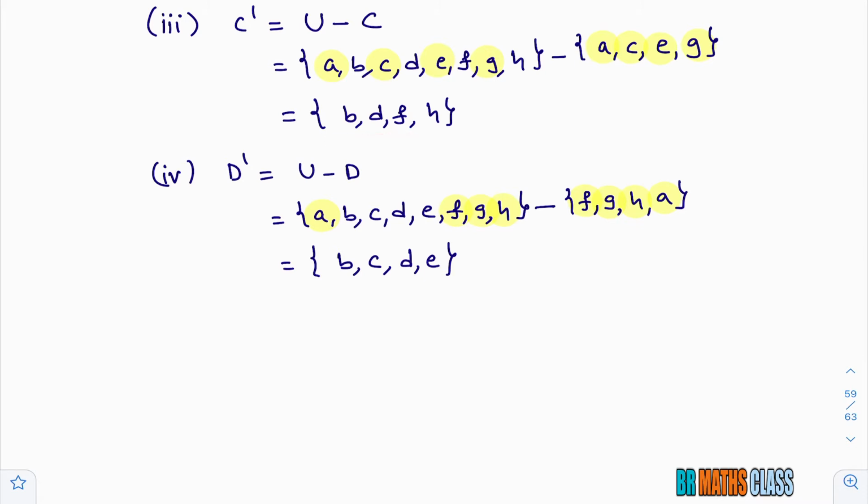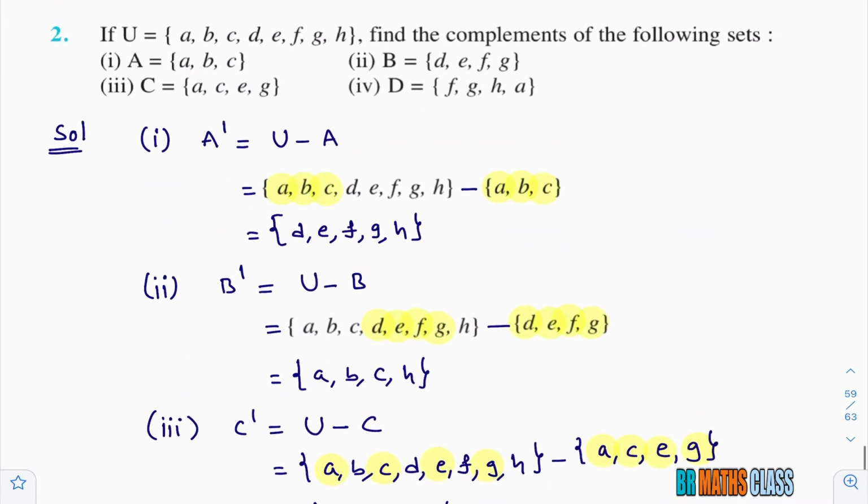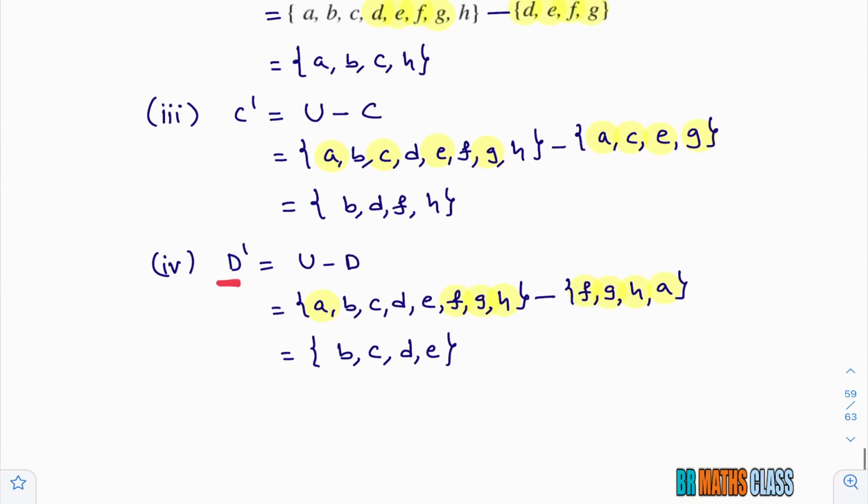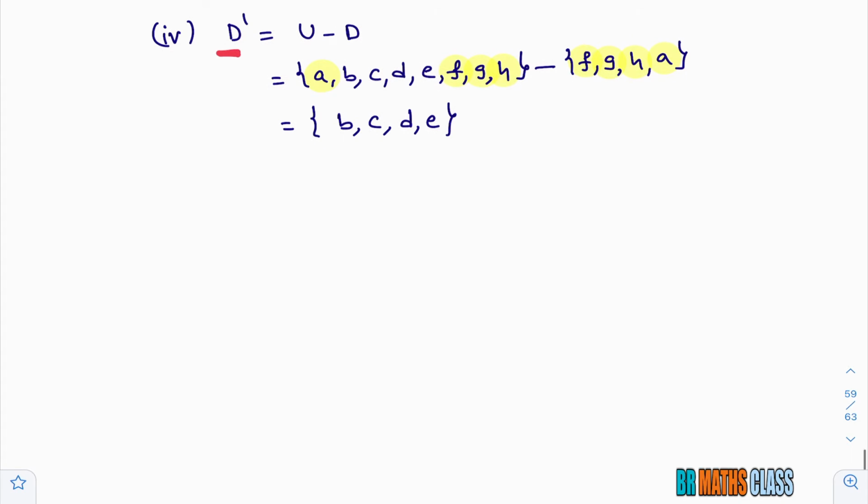Now D dash. What is set D? It is given in the question. In the question, set D is given as F, G, H, A. D dash means U minus D. First I wrote the universal set and the set D given in the question like this, F, G, H, A. That is what I wrote.